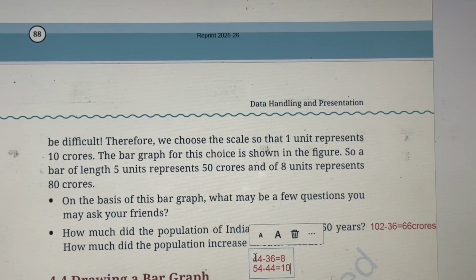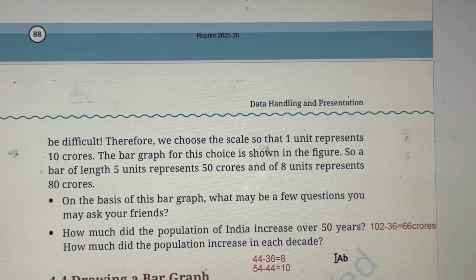So interpreting a bar graph is far easier and better. It overcomes all the drawbacks of pictograph and tally marks. Where the numbers are large, it is always better to draw a bar graph. Okay, so these are some advantages of bar graph, and we will continue with this chapter.